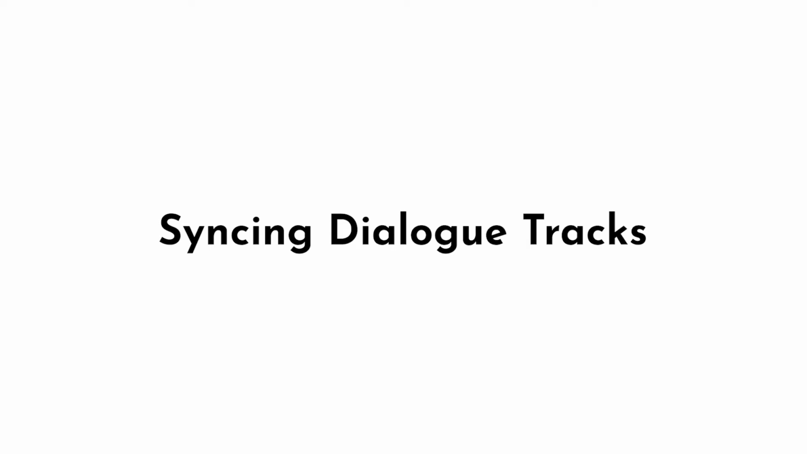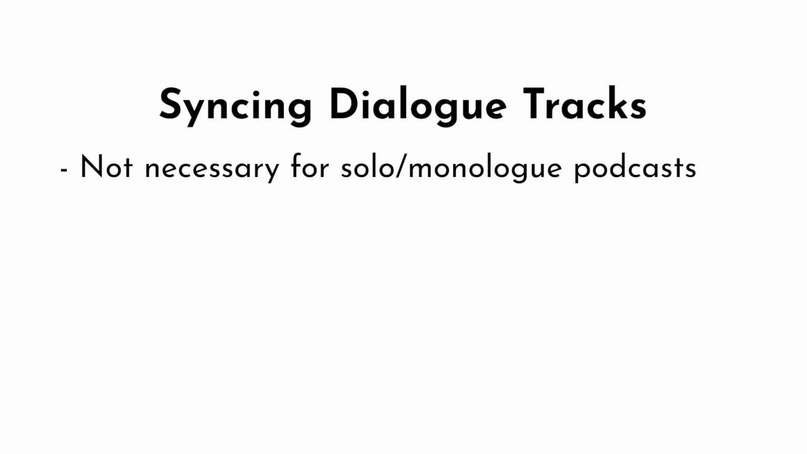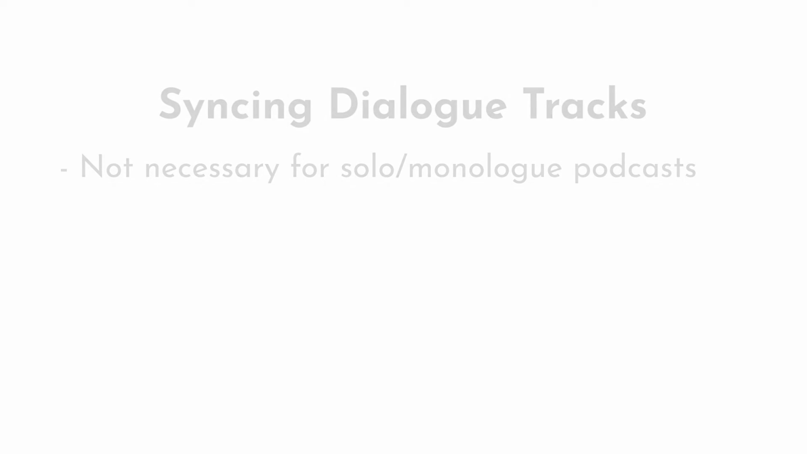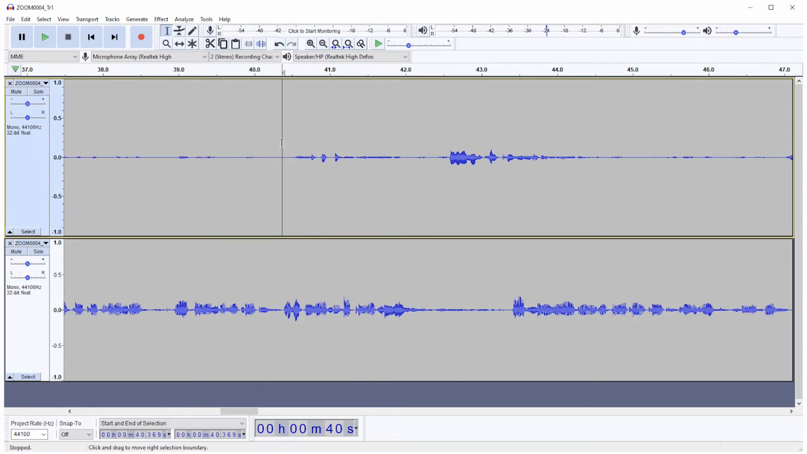An important first step in your editing is syncing dialogue tracks. If your podcast is solo or monologue style, you can skip this part. The reason this is important is because if you have two tracks from a conversation and you make an edit on one track, for example, remove a long pause, you need to make the same edit on the other track. Otherwise, the two tracks will be out of sync with each other and things start to sound out of whack.